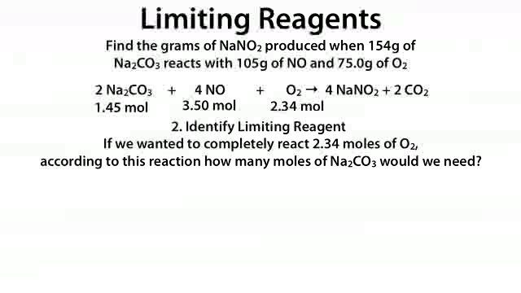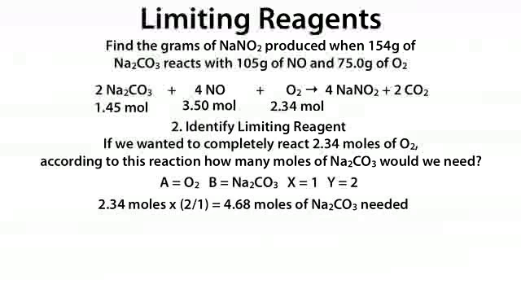If we wanted to completely react 2.34 moles of O2, according to this reaction, how many moles of Na2CO3 will we need? So now we have O2. We're looking for Na2CO3. The coefficient in front of O2 is 1. The coefficient in front of Na2CO3 is 2. So to find out how many moles of Na2CO3 we would need, we multiply 2.34 moles of O2 by 2 over 1 to give 4.68 moles of Na2CO3 needed. Do we have it? No, we don't have 4.68 moles of Na2CO3 because we only have 1.45 moles.